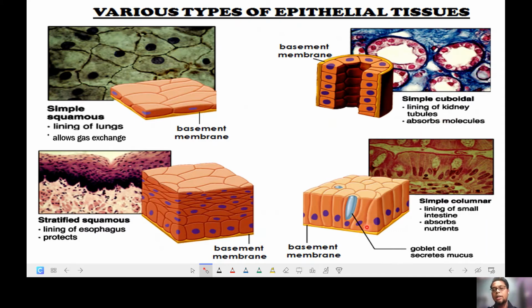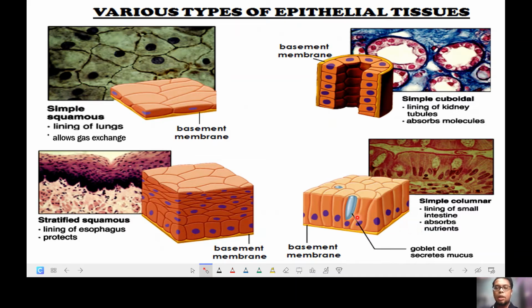Now, if we look at this one over here, the cells are elongated, and so we know that this will be the columnar epithelial cells, and there is only one layer of cells for this tissue. Thus, this tissue can be identified as the simple columnar epithelial tissue, which can be found lining the small intestine in the body. And the function might be to absorb nutrients in the intestine.